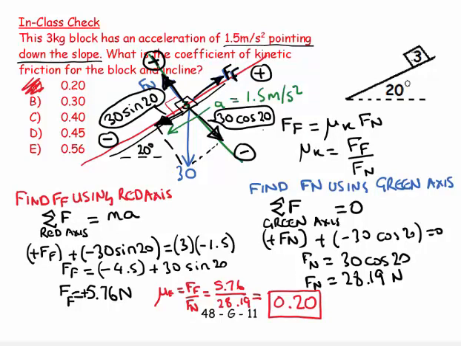So let's recap a little bit. First of all, I needed a good diagram. Secondly, I needed to have a strategy. So I knew that to find mu k I needed Ff and I needed Fn, and I had to recall this idea about using an axis perpendicular to the parameter I did not want. So when I wanted to find Ff, I drew an axis perpendicular to Fn, and when I wanted to find Fn, I drew an axis perpendicular to Ff.